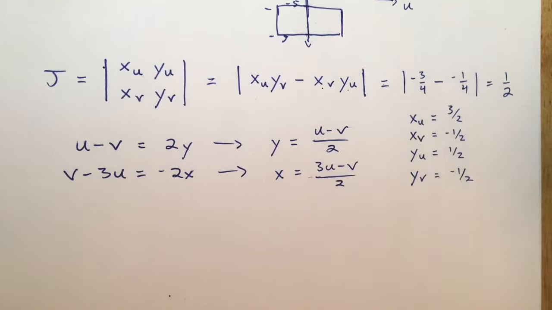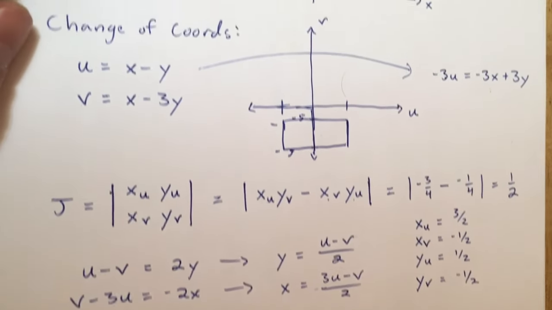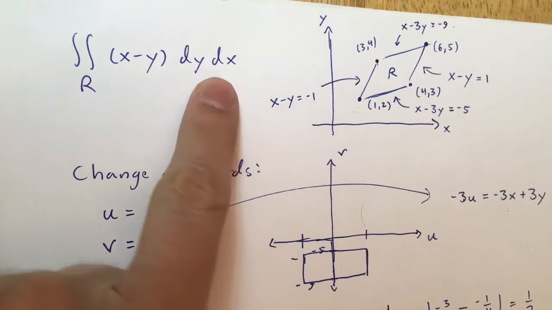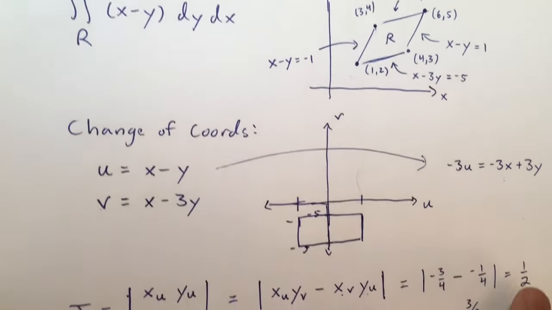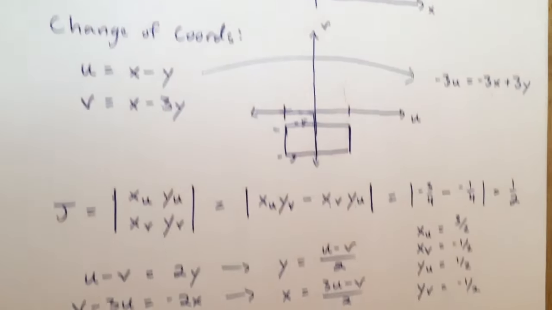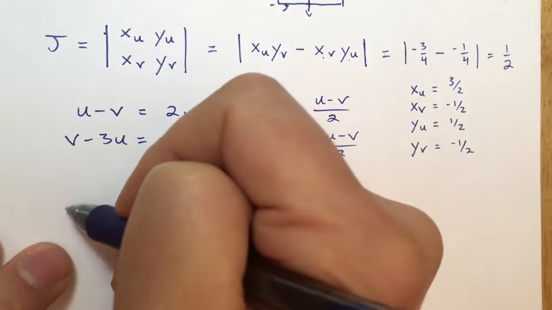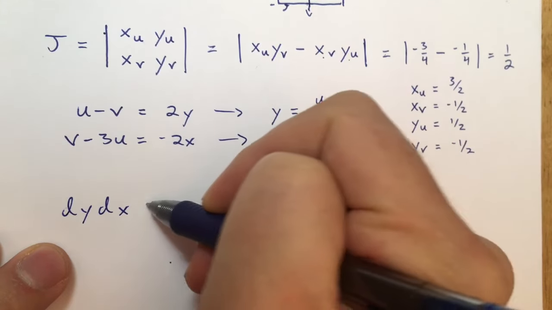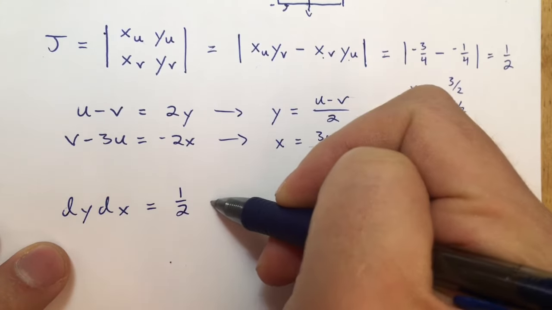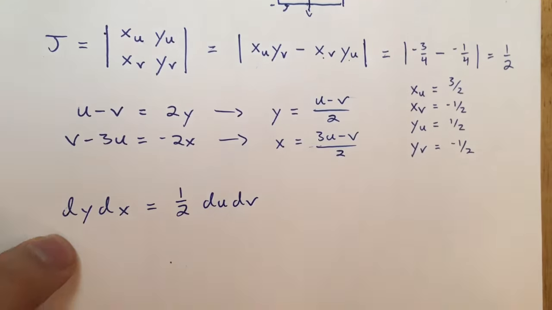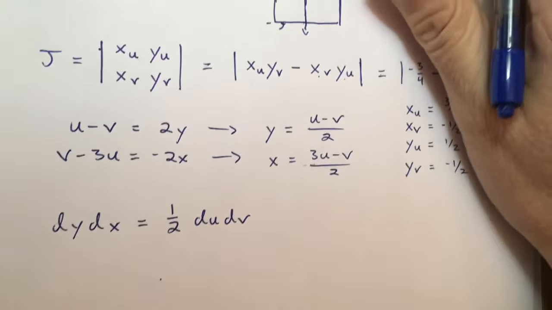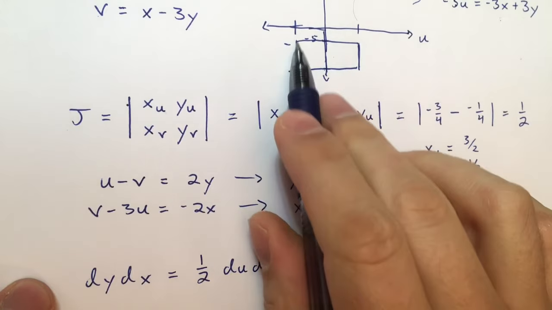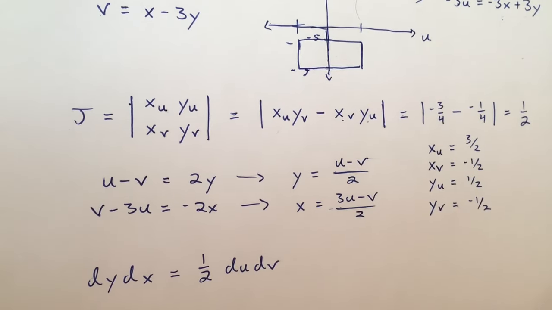Okay, so if I'm converting from dy dx to du dv, I need to multiply by 1/2. All right, that's what we're saying here. Dy dx is equal to 1/2 du dv. Or you could say dv du, it doesn't matter. Whichever order of integration makes sense here in this picture, although either one is just as easy because it's a rectangle.